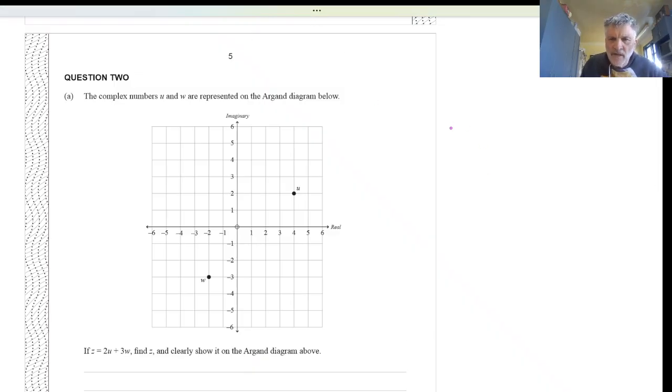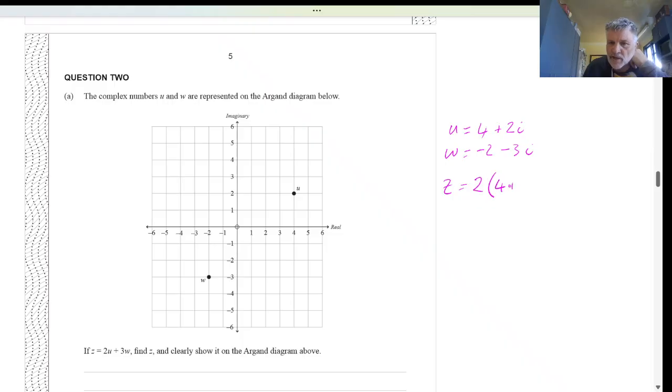identifying these complex numbers. So U is 1, 2, 3, 4 across and 2 up. So it's the complex number 4 plus 2i. And W is 1, 2 back, that's negative 2, and then down 3, minus 3i. So we've identified those two complex numbers, and then we just simply have to do some relatively straightforward algebra.